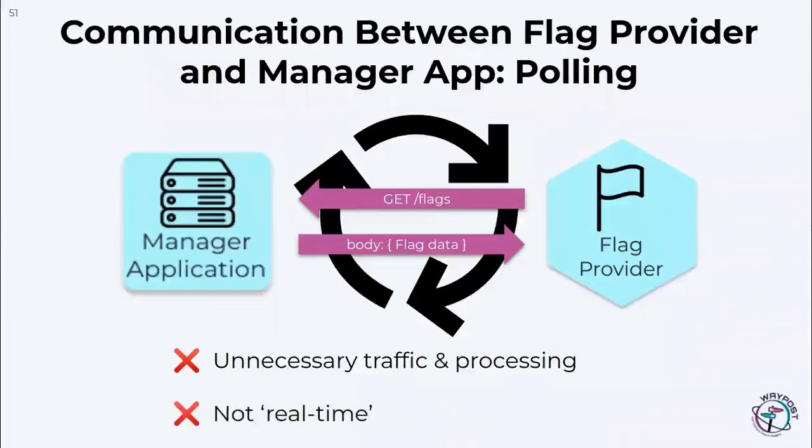Also, flag data won't update in real time. It will update every 10 seconds. You won't be able to quickly toggle a flag status in situations where it's beneficial to implement quick changes. Considering these trade-offs, we decided to look for a better solution for communicating between services.